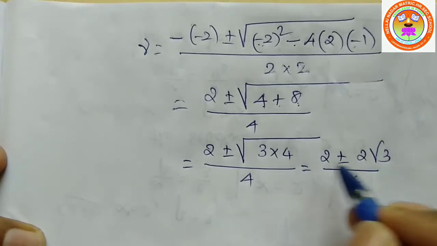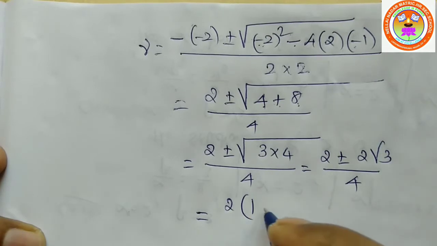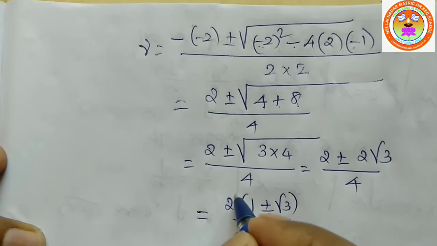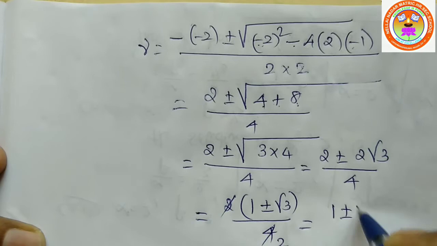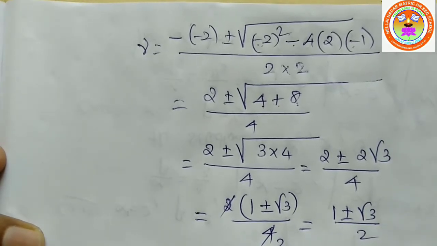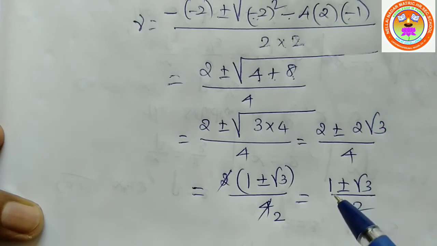Now see, both the terms contain 2. So we can take 2 outside. If you are taking 2 outside, it will become 1 plus or minus root 3 by 4. Cancel 2 and 4. So we'll get 1 plus or minus root 3 by 2. That is, gamma is equal to 1 plus or minus root 3 by 2. So from this gamma value, we can find the value of beta, right?